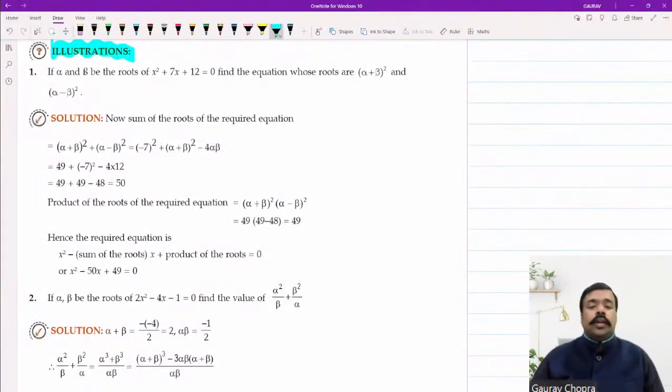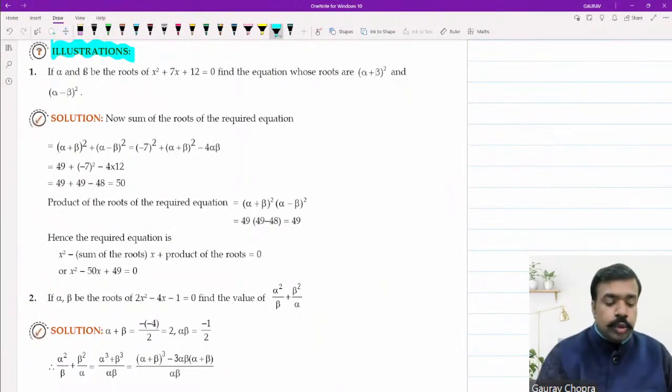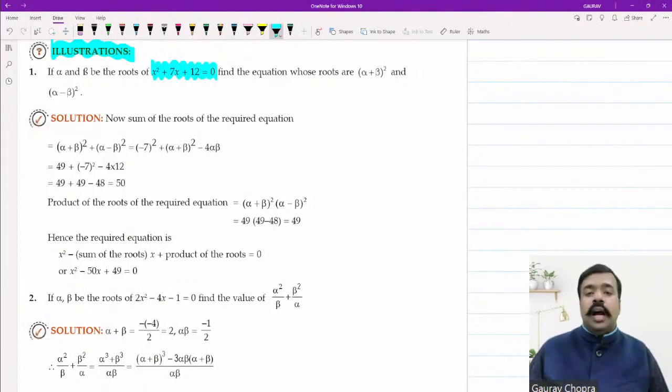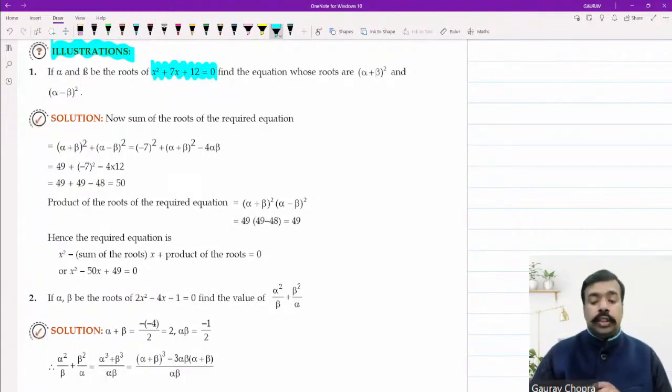So now, in this first illustration, what is given? If alpha and beta be the roots of the given equation. So now we are having one equation and alpha and beta are the given roots. Now what we have to do, find the equation. We have to calculate the equation whose roots are alpha plus beta square and alpha minus beta square.